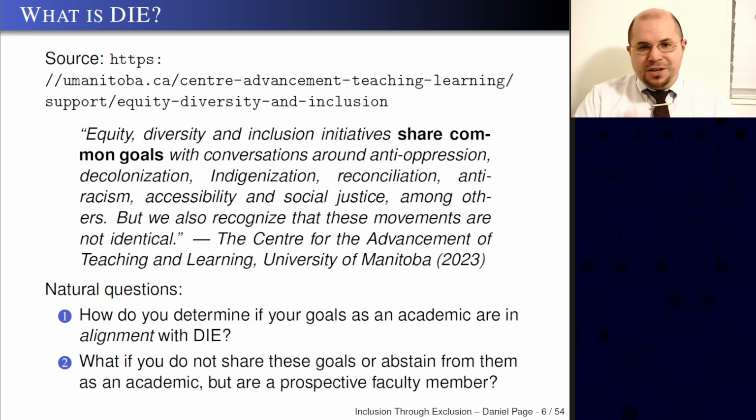This is very common. You'll find that they use very light, tender euphemisms for words, but they actually have other meanings that aren't universal ones. They're very specific. They have very specific methods for how you should think about things. So, two natural questions. How do you determine if your goals as an academic are in alignment with DIE? Like, how do you determine it?